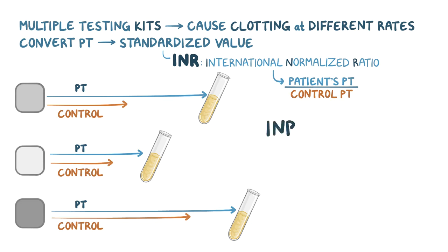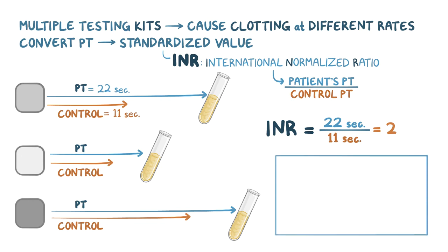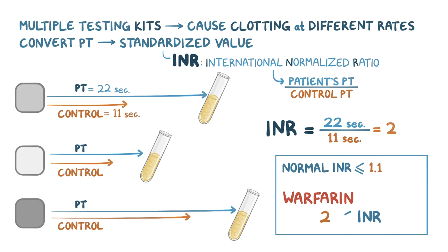For example, if the person's PT is 22 seconds and the control PT is 11 seconds, their INR is 22 over 11, or 2. This means that that person's blood takes twice as long to clot compared to a healthy person. A normal INR is 1.1 or less, but for someone taking warfarin, the goal is to achieve an INR between 2 and 3.